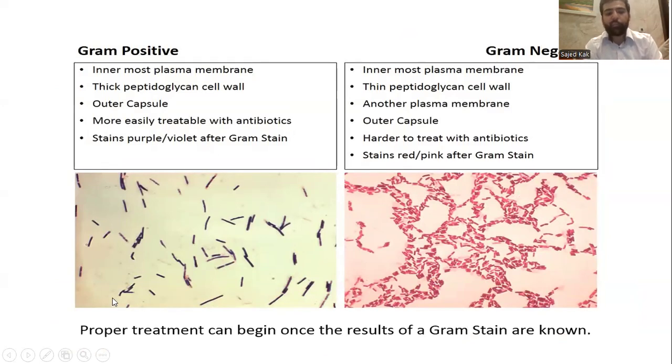The proper treatment can begin once the results of the gram stain are known. So when I discover that this is a gram-positive bacteria, the antibiotic will definitely enter more easily. Unlike gram-negative bacteria, since it has a dual membrane, it's definitely hard for the antibiotic to enter the bacteria.